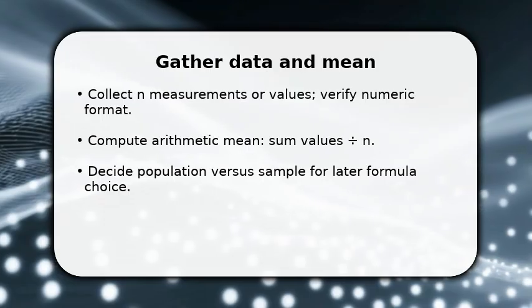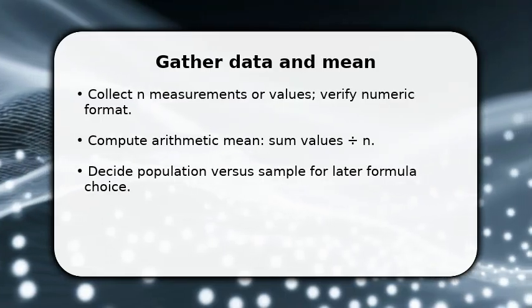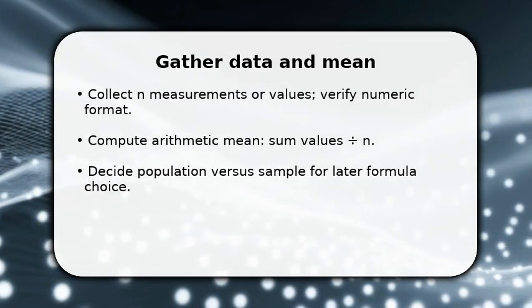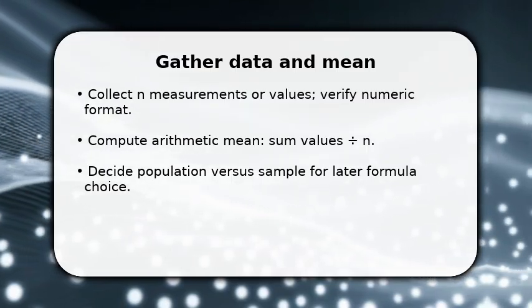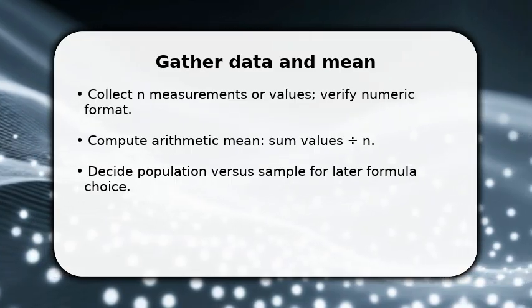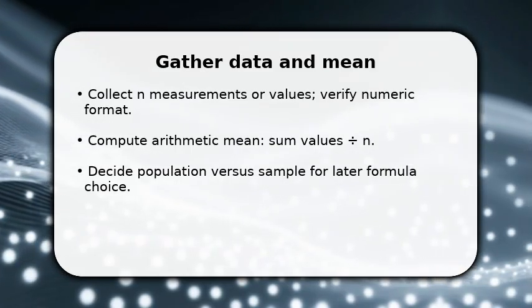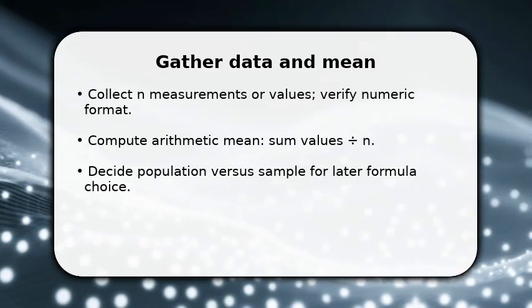You already have measurements. Start by confirming each value is numeric and relevant. Calculate the arithmetic mean by adding all values and dividing by n. Once done, decide whether you treat the data as a population or a sample, because that decision changes the denominator later. Save the mean value.